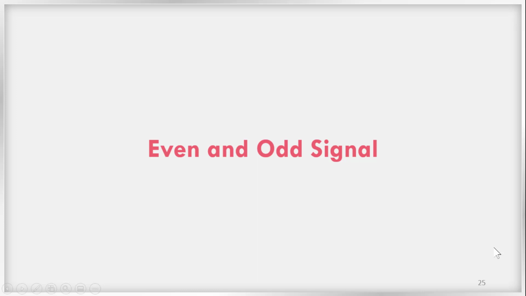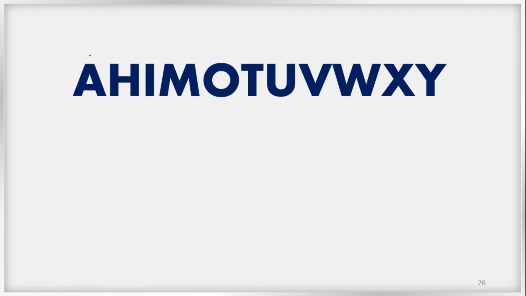Even and odd signal. Consider these English alphabets. Can you find any common property for all these alphabets? If you draw a line through the center of these alphabets like this, you can see that all these alphabets have vertical symmetry. That is true for all these alphabets. What are these alphabets? A, H, I, M, O, T, U, V, W, X and Y. All these alphabets have vertical symmetry.